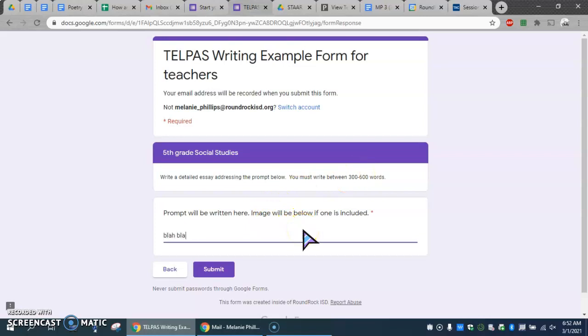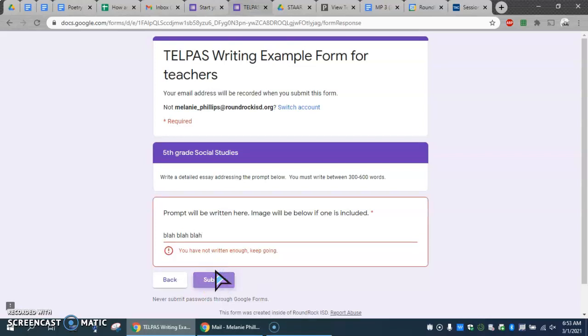So, blah, blah, blah. This is not for a grade, so you don't need to stress about it, but do go ahead and try your best because we have to turn this into the district. Alrighty, so once I'm done with all my writing, maybe spell checked it, all of that sort of stuff, I will go ahead and hit submit. Oh, but if I do not have the right word count, right, it will not let me submit. Keep going. So if I need between 300 and 600 words, right?